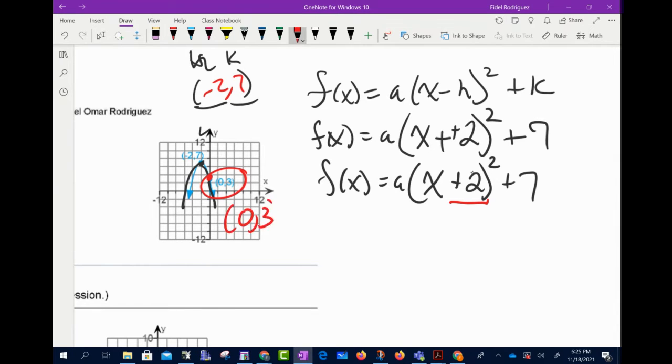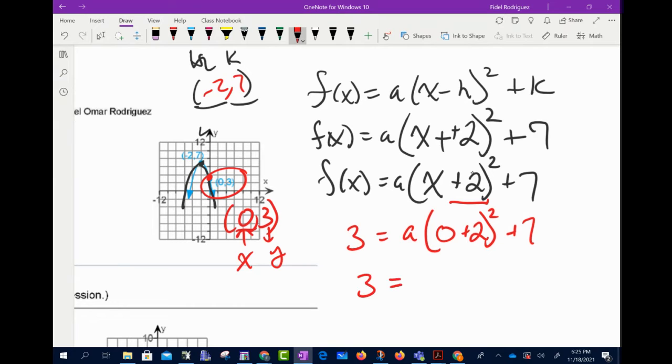Now that we have that part, what we're going to do is use this other point they're giving me, which is 0 and 3. So remember, the 3 stands for the y, and the 0 stands for the x. So it's 3 equals a. We know x is 0, so 0 plus 2 is still 2, squared, plus 7. So 2 squared is 4, so this is 4a plus 7.